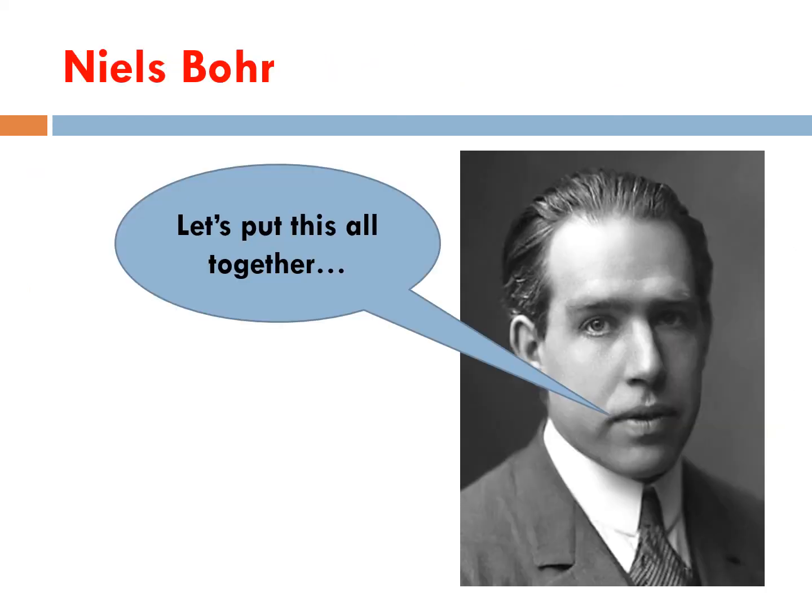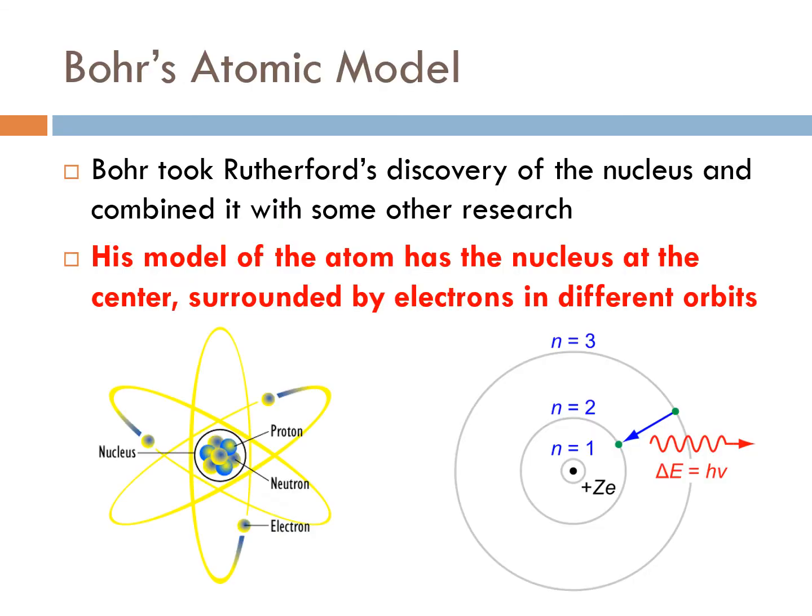Niels Bohr, what he did was he put it all together. So he created, quote unquote, the Bohr model. He took Rutherford's discovery of the nucleus and combined it with some other research. What he said in his model was that the nucleus is at the center, which has protons and neutrons, and the electrons are orbiting it. Hopefully you should recognize this from one of your assignments, the POGIL.